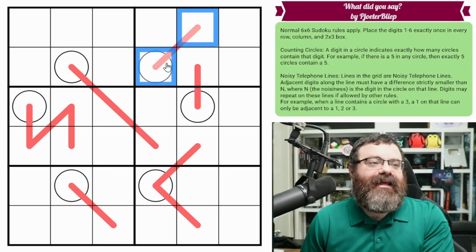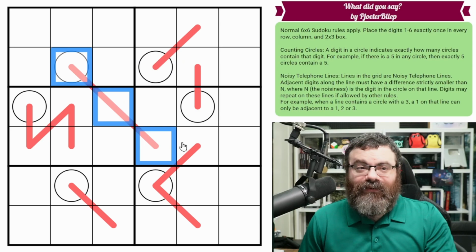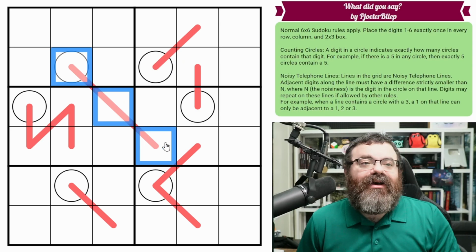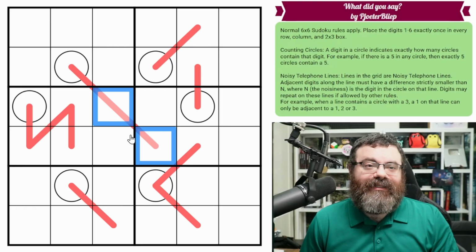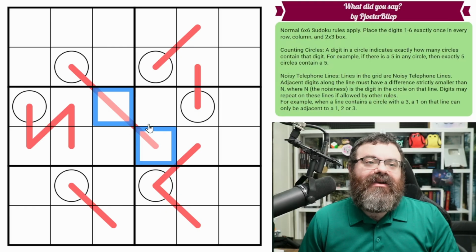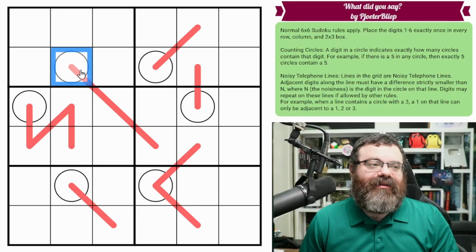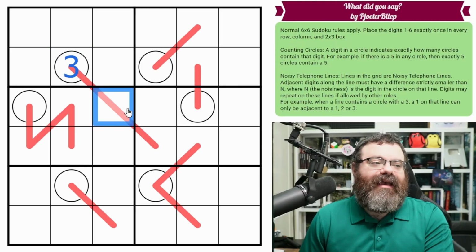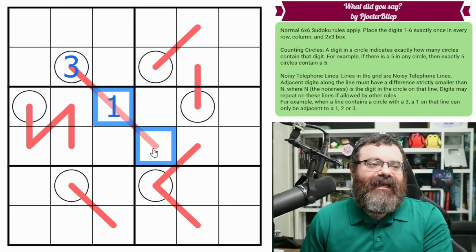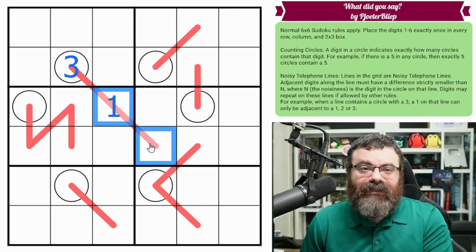And then we have these red lines, which are noisy telephone lines. So adjacent digits along the line must have a difference strictly smaller than n, the noisiness. Now n is equal to the digit in the connected circle. So for example, if there was a 3 in this circle, and this was a 1, then these two digits have to have a difference of at most 3.